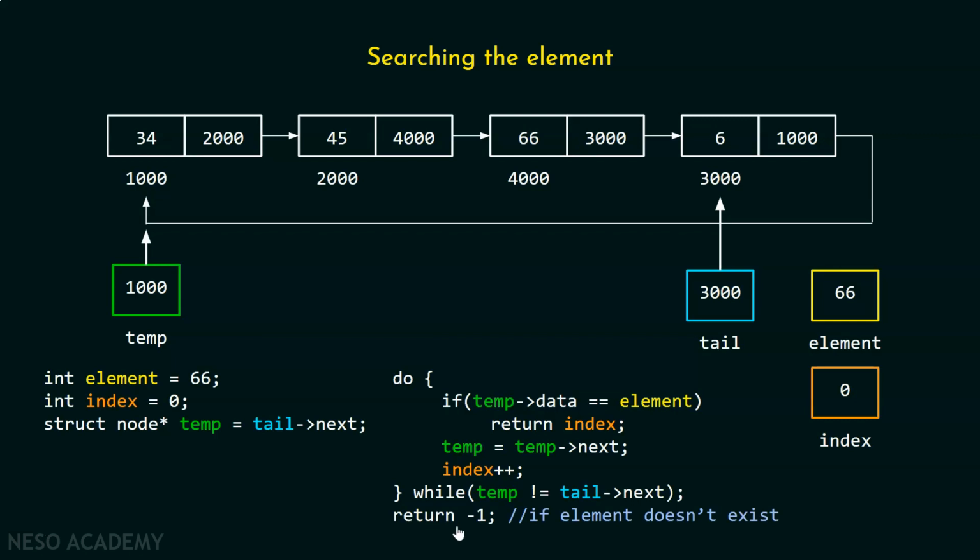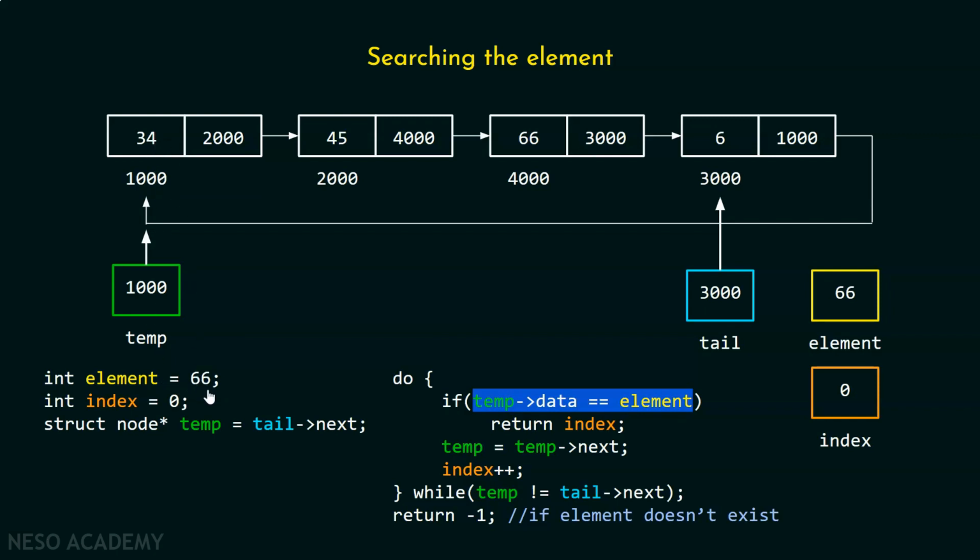Apart from this, we need this statement also, that is return -1 if element does not exist, okay? If the element we are looking for does not exist, then we will return -1. You can see in this do while loop, we are checking this condition. If temp data is equal to element, then simply return index. Now it might be possible that the element we are looking for is not available in the list. Then we will return -1, okay? Now here first we will check this condition. If temp data is equal to element, then we will return the index of that element. Here you can see that temp data is not equal to element, right?